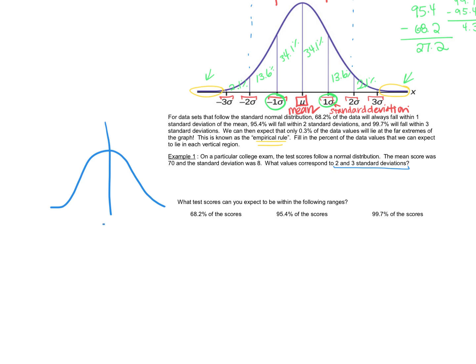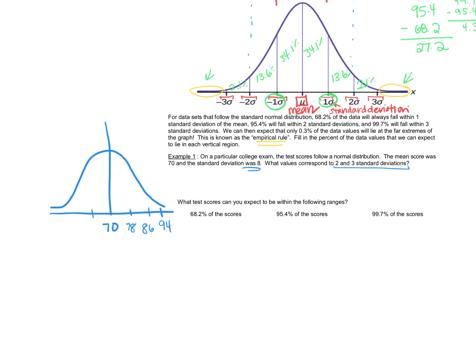It told us here that the mean was 70. And then I'm going to go to the right, 1 standard deviation, 2 standard deviations, 3 standard deviations. So the standard deviation is 8. So if I add 8, that would be 78. Add 8 again, that would be 86. Add 8 again, that would be 94.